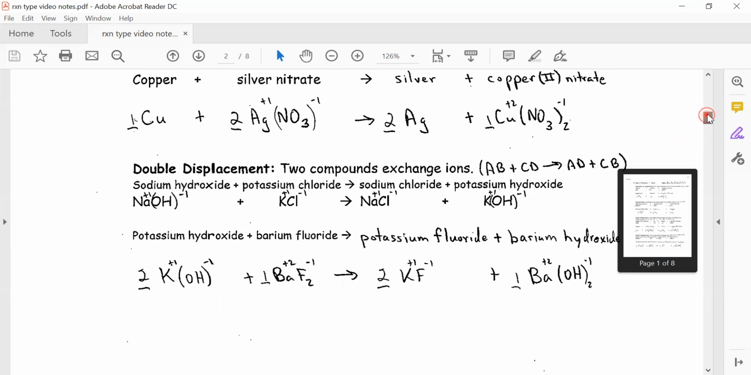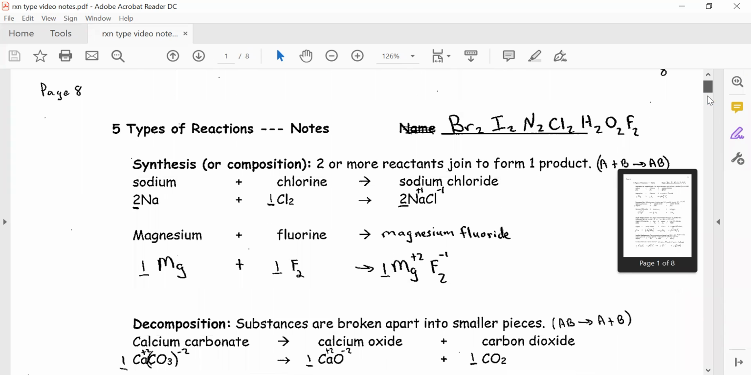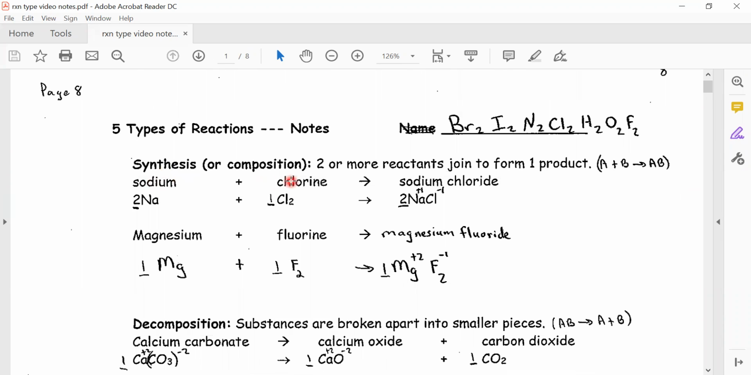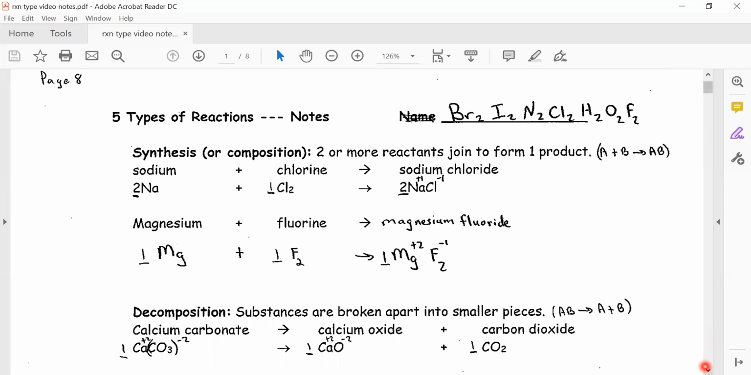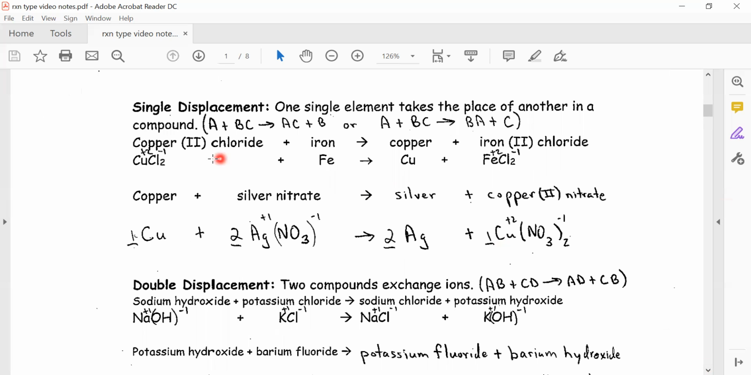So to summarize, we have 5 different types of reactions. The first one is synthesis, 2 or more elements combining to form a compound. Decomposition, and I think this is a good example here where you have a compound breaking up into its component elements. You have a single replacement or single displacement, where in this case, the iron replaces the other metal, copper. So the iron now goes with the chloride and the copper is left by itself.